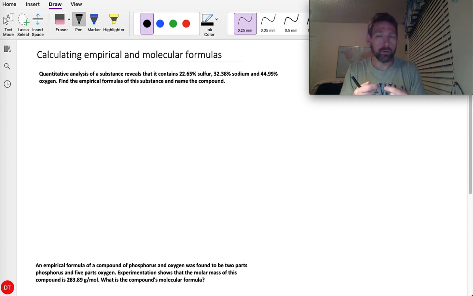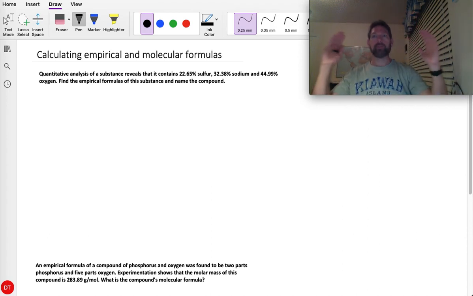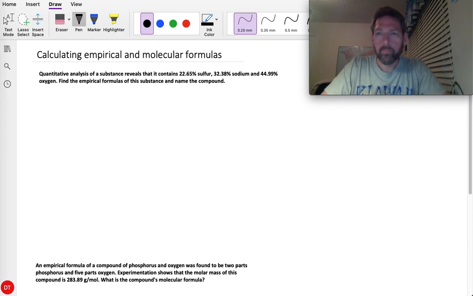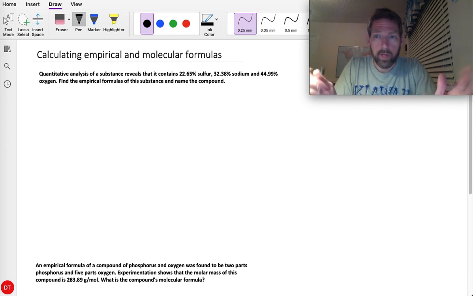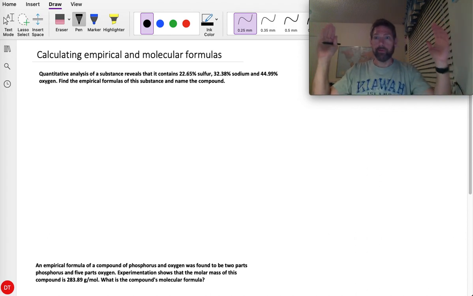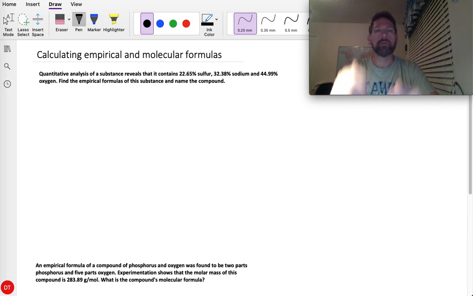So if that's true, then it doesn't matter how large your sample size is. You could have a sample size this big, or you could have a sample size this big. It doesn't matter. That same ratio occurs at every level, from just one molecule of that substance to an Avogadro's number of those molecules, right? 1 mole of that substance.